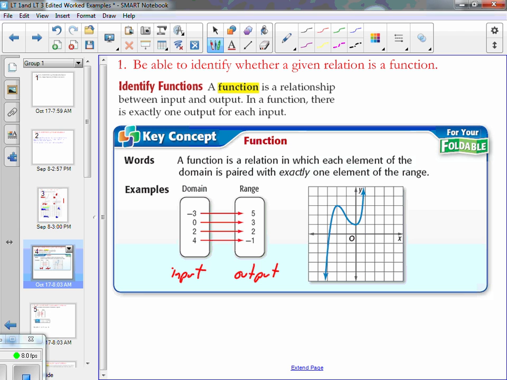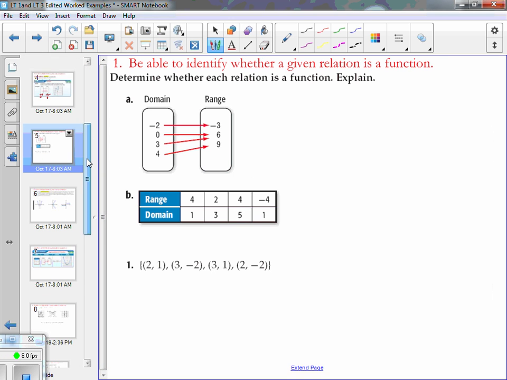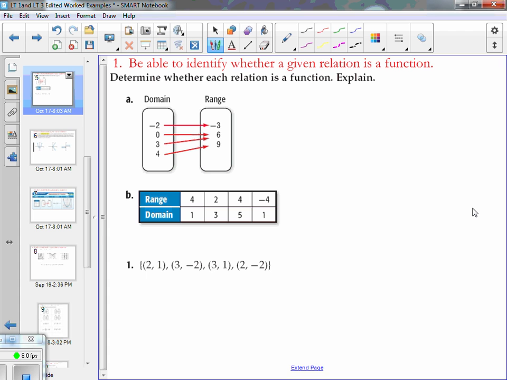So, going by my definition of function, if every element in the domain is different, it's a function, isn't it? Because these are the x-coordinates. The domain are the x-coordinates, the inputs. The range are the y-coordinates, the outputs. So, as long as each input, each x, is different, it's still a function. So far, so good? Okay. And then some book-type examples.